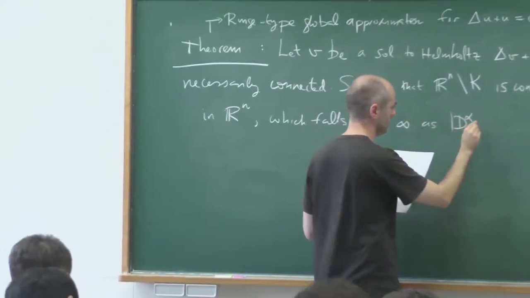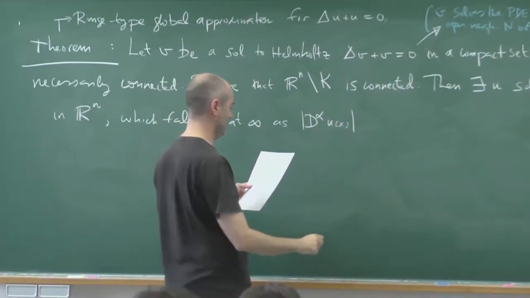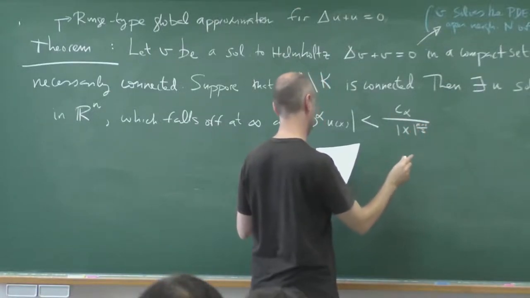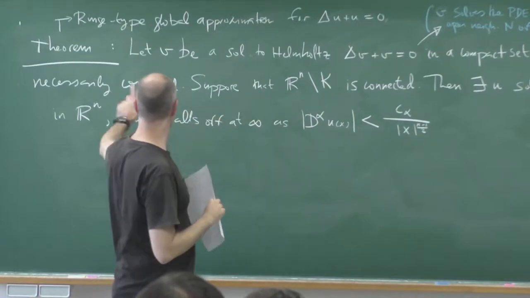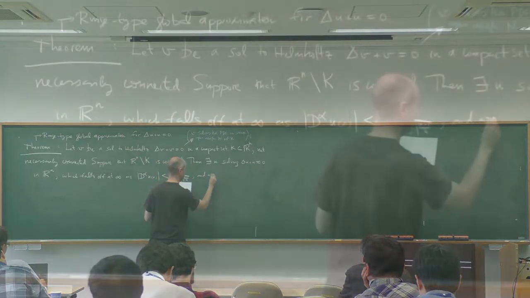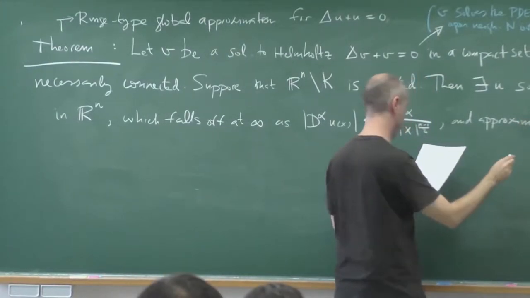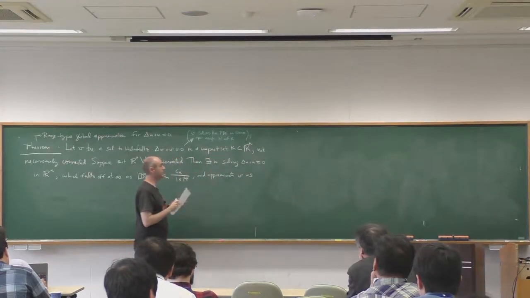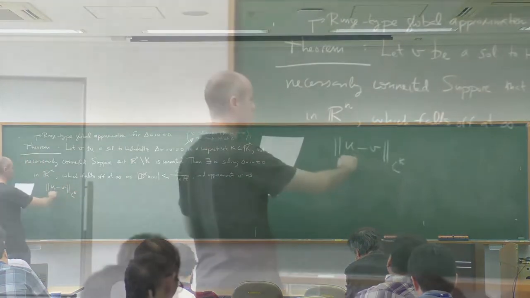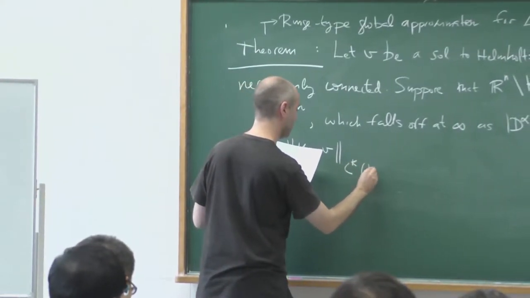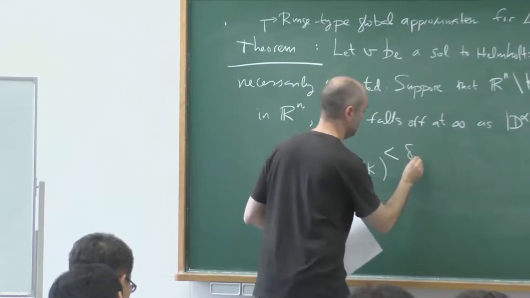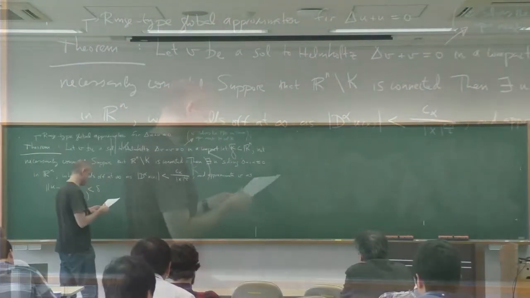This way. It's not only the solution, but all derivatives are bounded this way. Okay. So there is a solution to this equation, which decays pointwise this way, and which approximates V in the C^k norm as U minus V. If you measure the C^k norm of U minus V in your compact set, this is smaller than delta. You fix a delta and you get this. Okay. So this is the statement of the theorem.